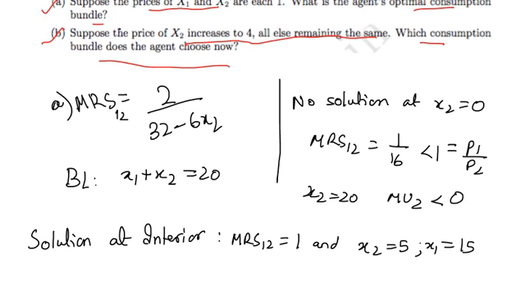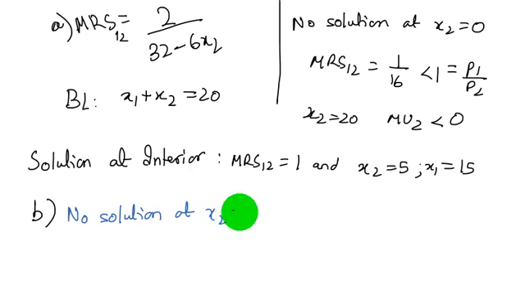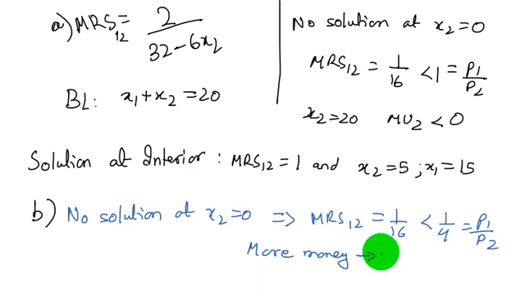Now for part B, as we have already seen in the question, let's make it a bit colorful. For the new problem, the solution is not at x2 equals 0, because, similar thing, MRS is equal to 1/16, which is less than 1/4, which equals P1/P2. Therefore it pays to move some more money on x2.